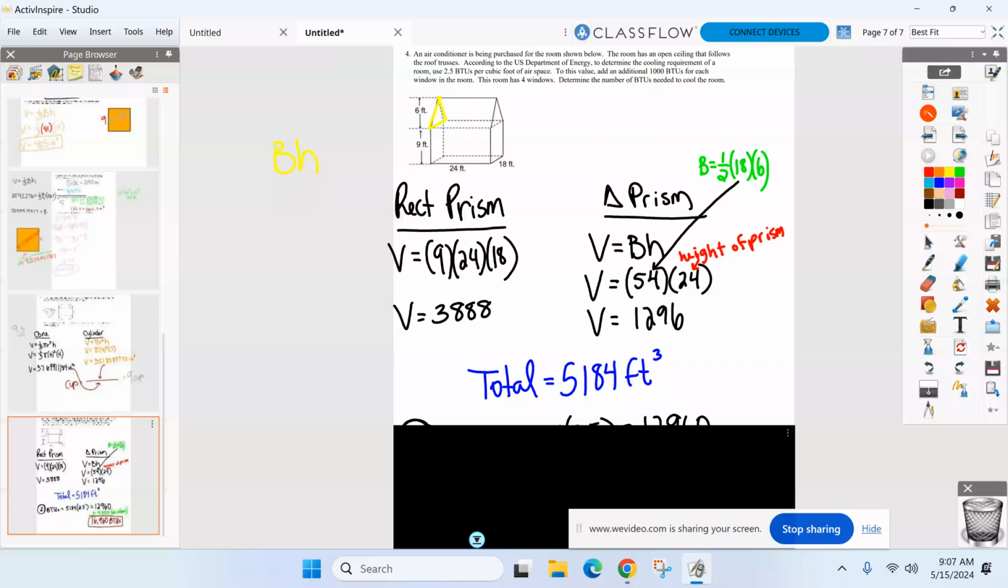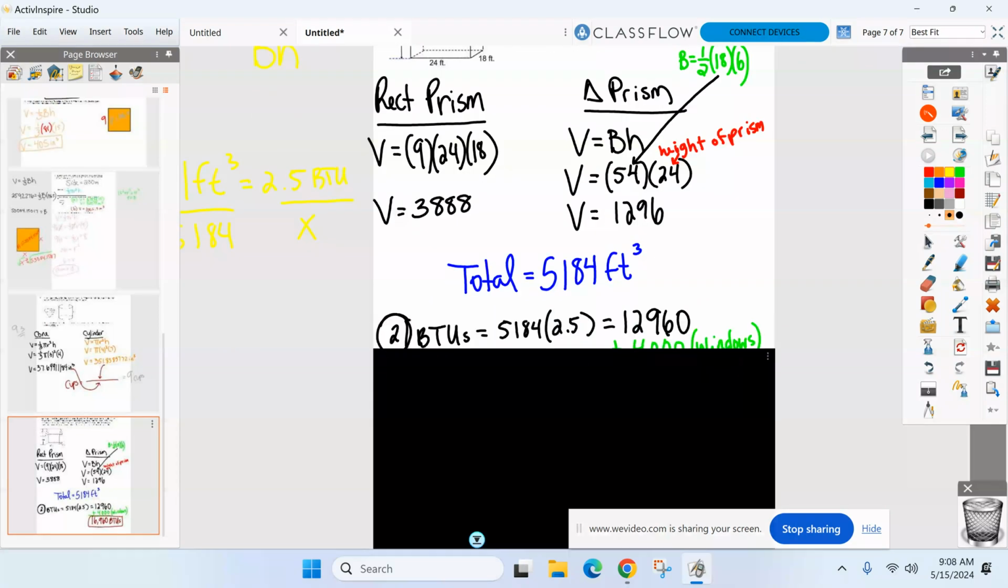All good. Now take that number, find how many BTUs you need. There's 2.5 BTUs per cubic foot. If you don't know whether to multiply by 2.5 or divide, you guys know what I want, a proportion. 1 cubic foot equals 2.5 BTUs. Put your 5,184 under cubic feet, solve for how many BTUs you need. And you end up multiplying by the 2.5, not dividing. So we keep going.